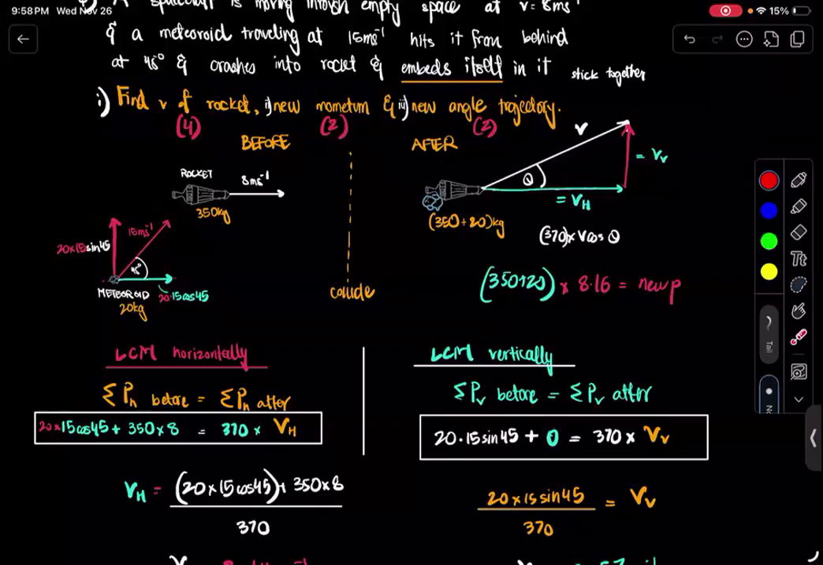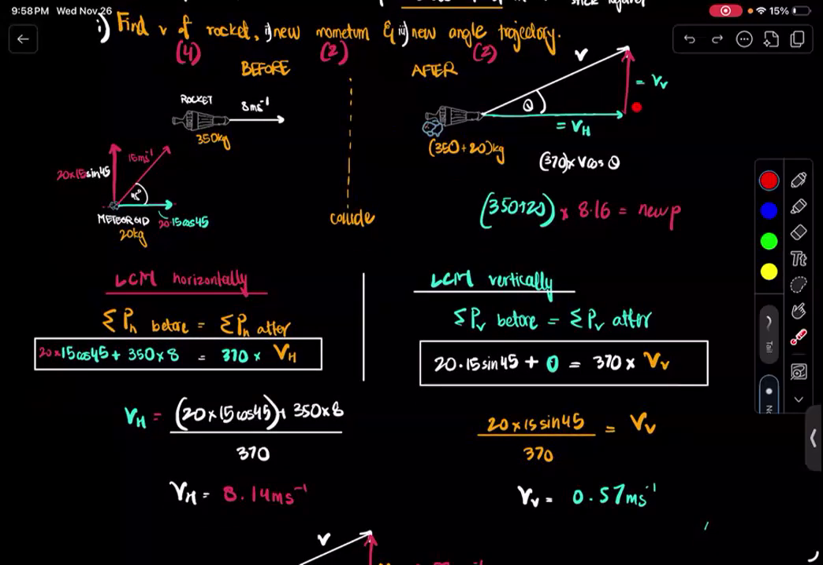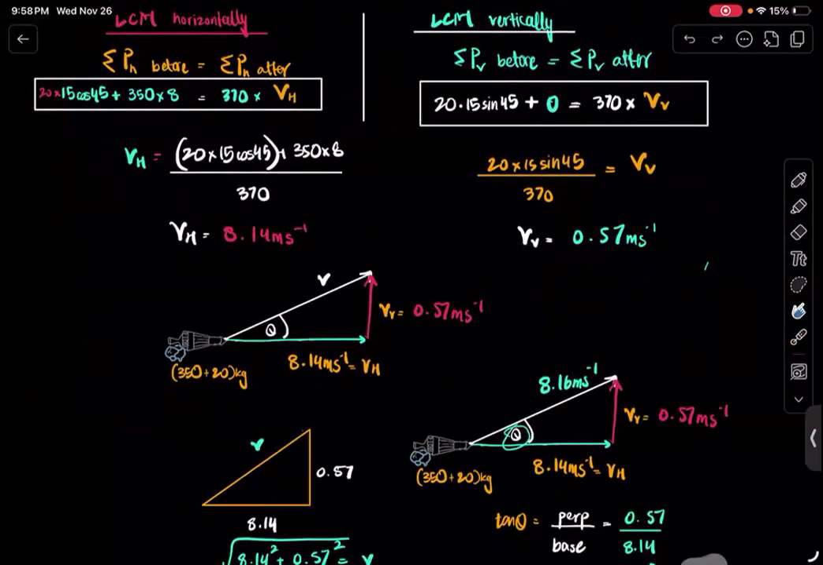We know that, if you do vh, that's just going to be the horizontal component. So 370 times VH is going to be the horizontal momentum after. So this would be the expression for horizontal conservation of momentum, from which we found out the horizontal momentum is 8.14. And we did the same thing for vertical conservation as well, and found out that the vertical part of the velocity is 0.57, right?